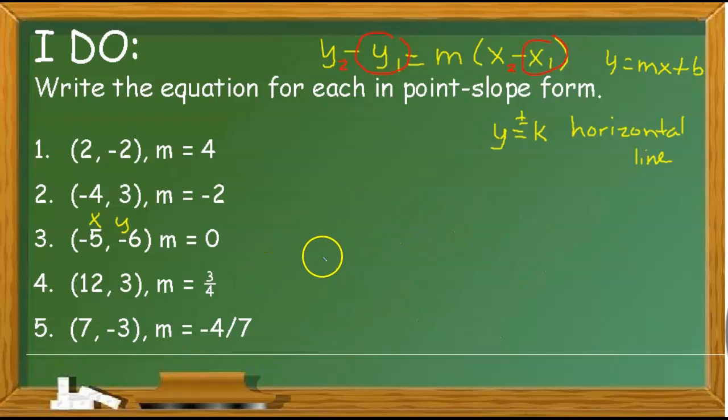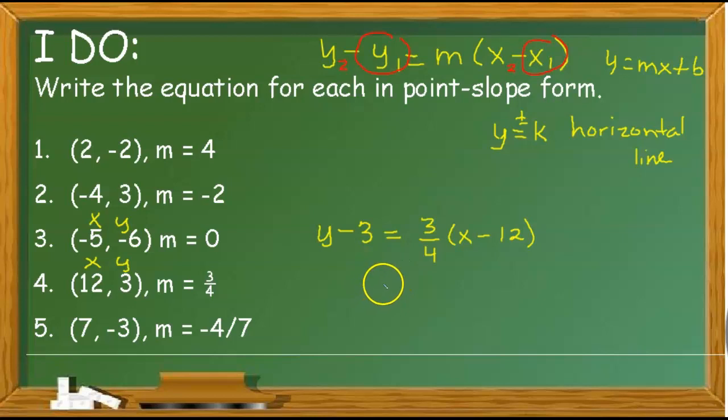Okay, number 4. So y minus, so here's my x and my y. So y minus 3 equals 3/4 x minus 12. Okay, now when I look at that, I can't simplify this because there are no double negatives here. So that would be acceptable left that way if it's okay to leave it in point slope form.